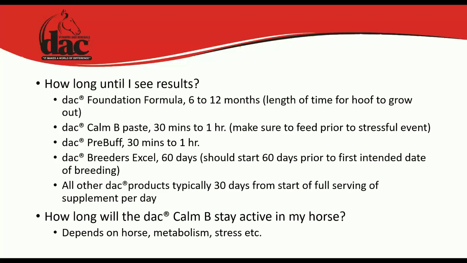The DAC Breeders Excel. Now, this is not the vitamin and mineral supplement. This is the one that's going to help with semen quality or ovarian function 60 days prior to the first intended date of breeding. All other DAC products typically within 30 days from the start of the full serving of that supplement per day. Not, oh, well, I slowly introduce them. I give them a quarter of it, a half of it, because maybe they didn't like the taste of it.